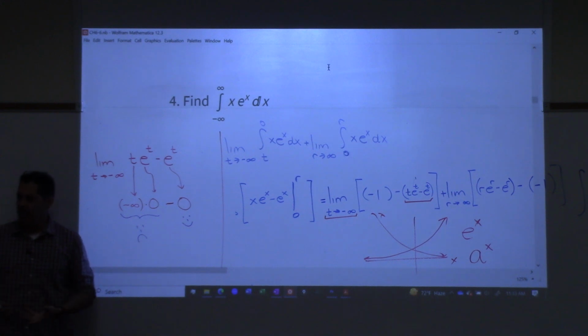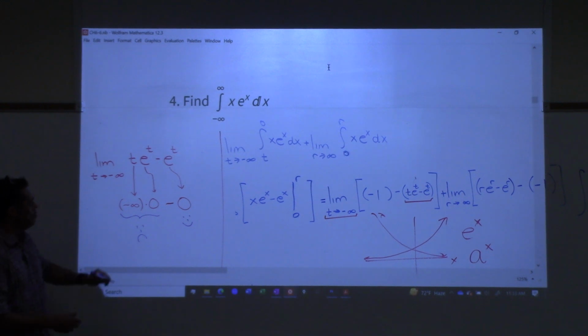What happens? Well, that's an indeterminate form. That's like getting 0 over 0 in Cal 1 or infinity over infinity. It's the same thing. It's indeterminate. So right now we don't know what the result of this is. We have to do more work.